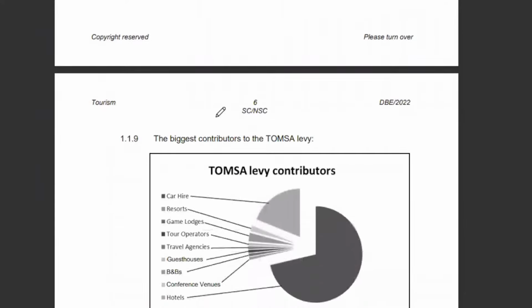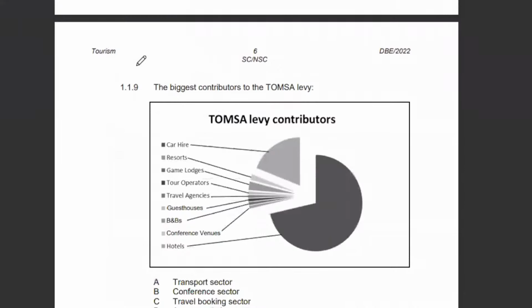Now let's look at 1.1.9, the biggest contributors of the Tomsa levy. Before we even look at the question itself, we need to understand what Tomsa itself is. All right, Tomsa is actually a levy which is collected. It is money collected to fund marketing of tourism products.